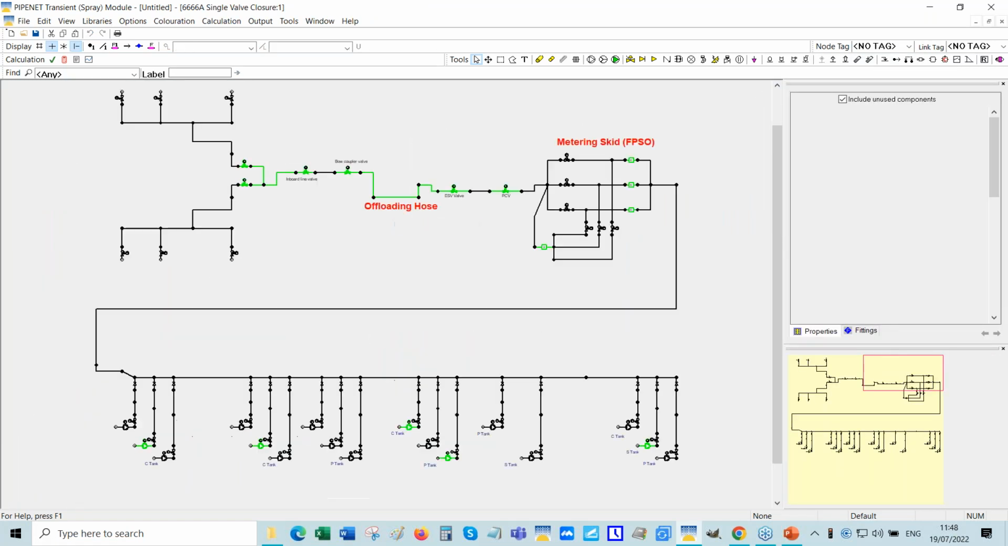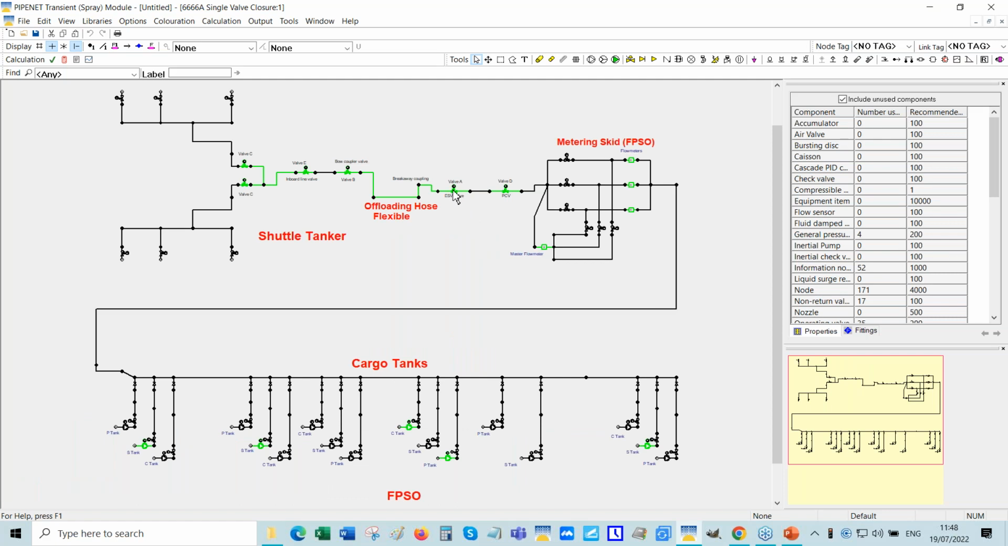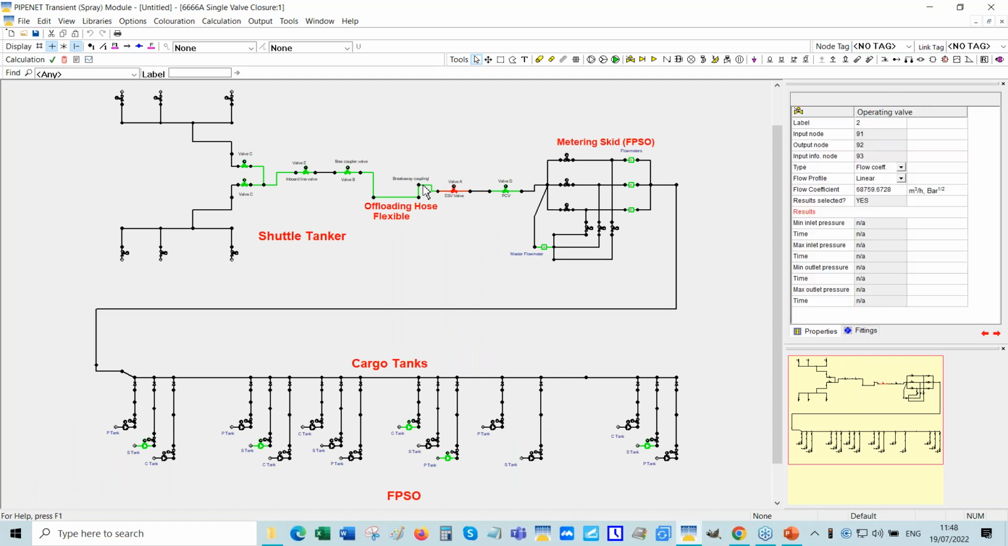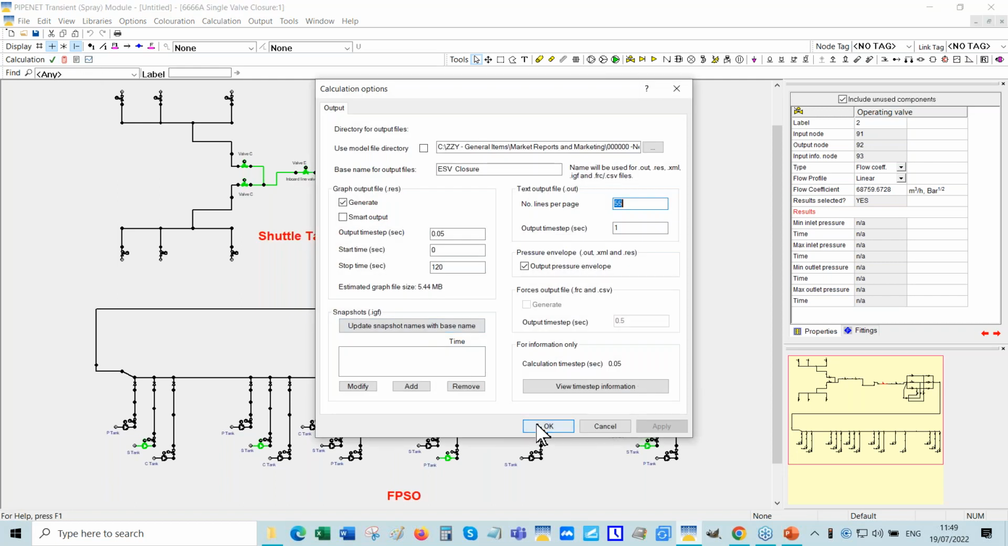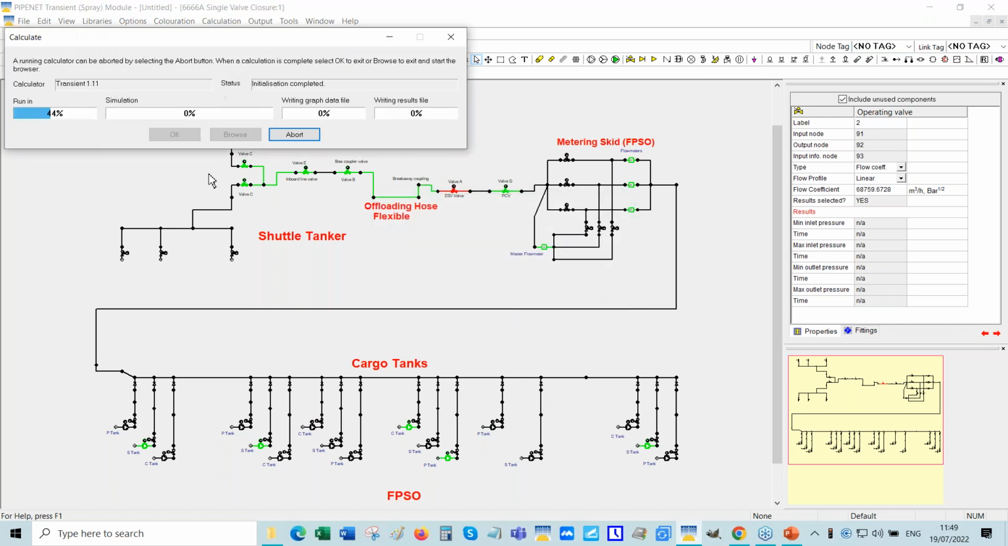I'm considering the closure of that valve because I want to study cavitation, basically, and we can expect potentially a cavity to form here when the valve closes. And we're looking for a simple solution. This is called an ESV valve, but it doesn't have to be. It could be any valve.